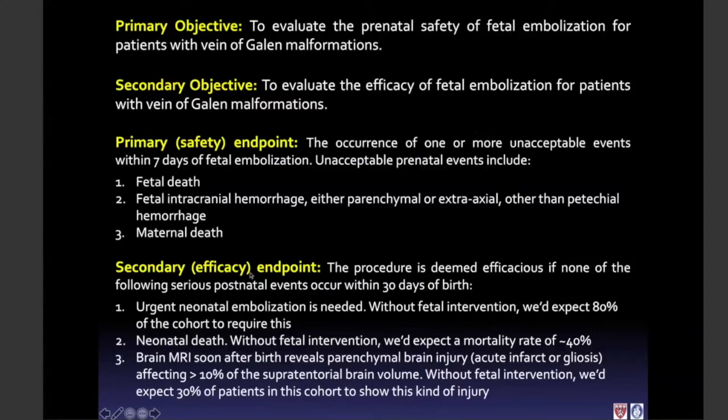The efficacy endpoints, as I mentioned, if we have to go to urgent neonatal embolization, that's a failure of efficacy. We'd expect almost all of the cohort to need urgent embolization. As mentioned, we're identifying this cohort based on the fetal MRI scan, based on that measurement of the Falcine sinus that I showed you, as overwhelmingly likely to need neonatal embolization without treatment. So the goal is to avoid that. If we need it, we have not succeeded.